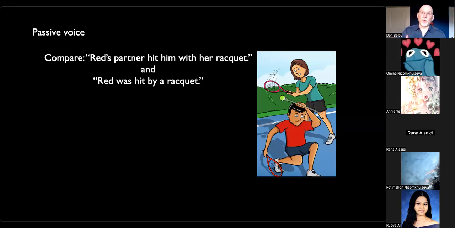Now, the way that you formulate the passive voice, you can see it in the sentence here, is you use the verb to be, and then you remove the subject of the sentence, and you use the past participle of the verb. So hit is the past participle. So Red was hit. That's the construction of the passive voice here. And you can see Red is the object in the sentence, but he is not the subject of the sentence. We don't have a subject in this sentence. That's the problem. So avoid that if you can.